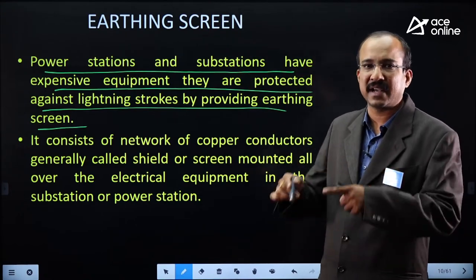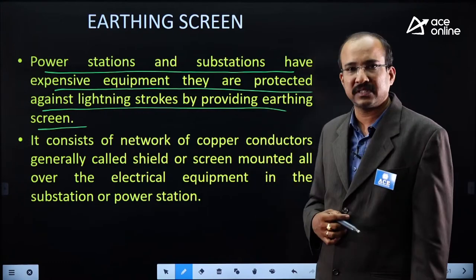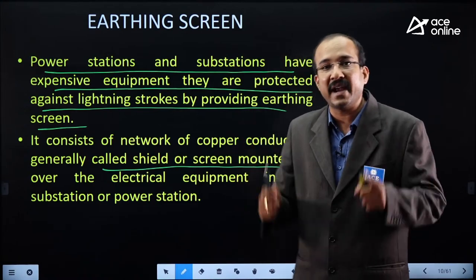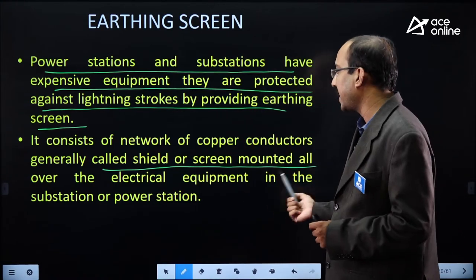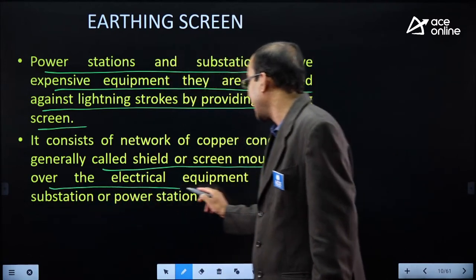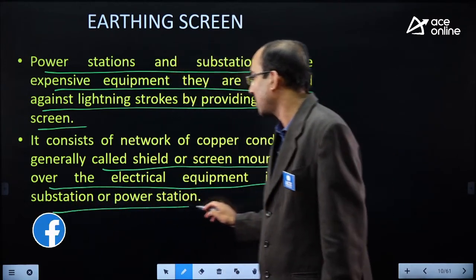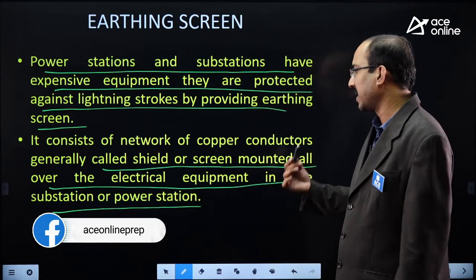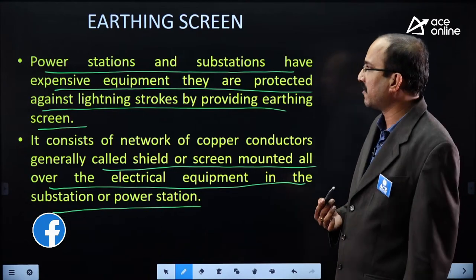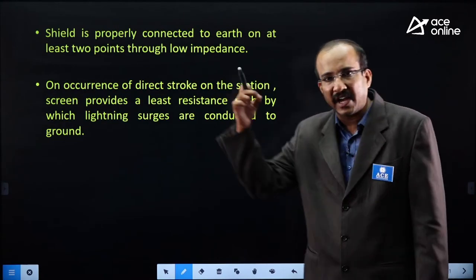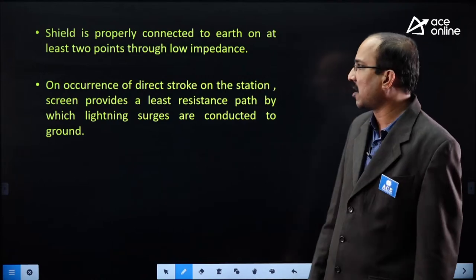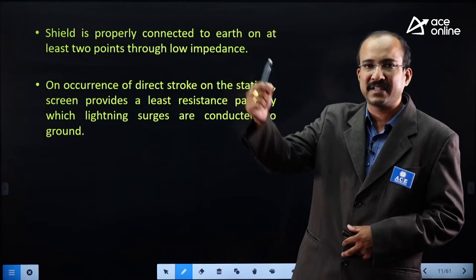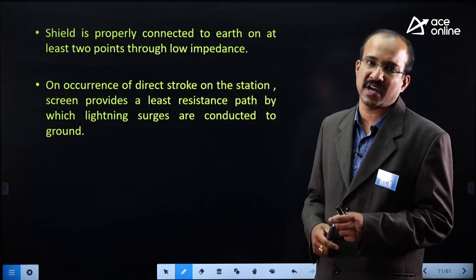What does it consist of? It consists of a network of copper conductors, generally called a shield or screen, mounted on the electrical equipment in the substation or power station. And this shield is properly connected to ground. At least 2 points we are going to ground them, so that whenever lightning hits this earthing screen, it is to be discharged to ground.